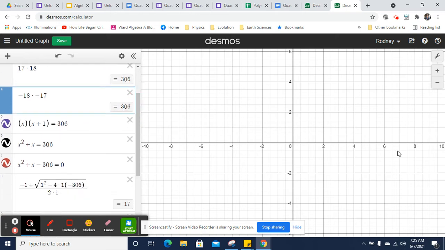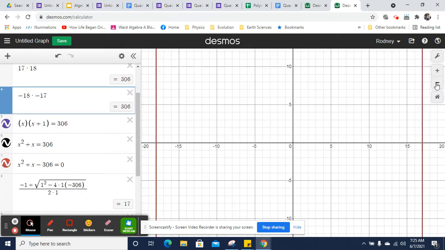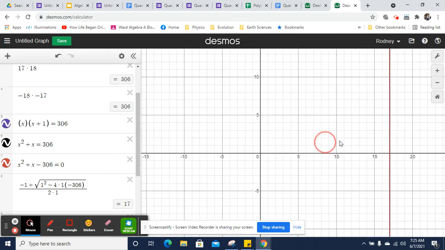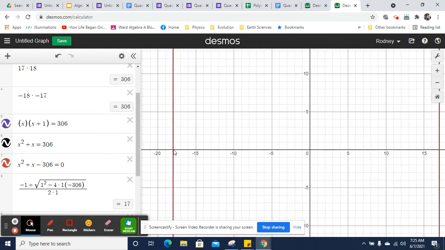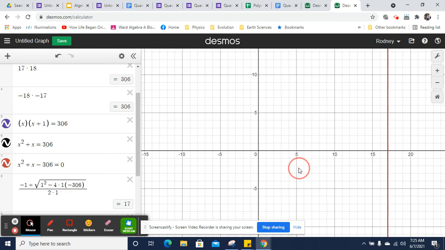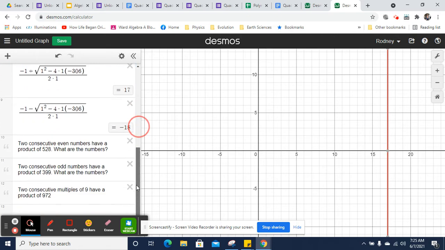Okay, and so I could also have just taken a look at the graph. If I zoom out enough, I'll find my solution. So here I'm at negative 18, and here I'm at 17. Okay, let's take a look at the next one.